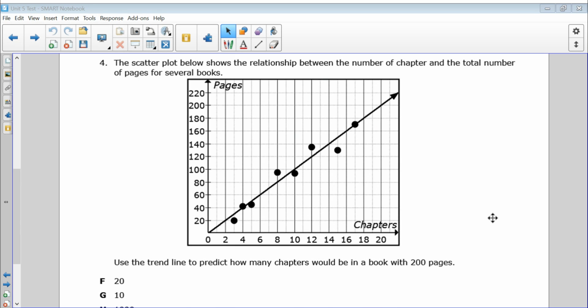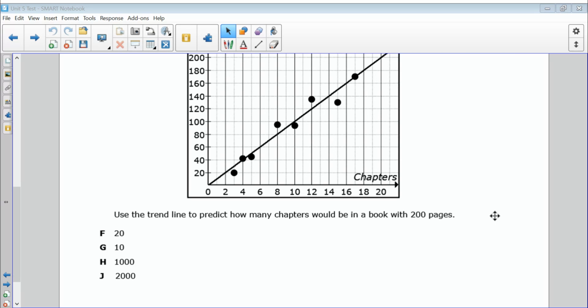Question 4. The scatter plot below shows the relationship between the number of chapters and the total number of pages for several books. Use the trend line to predict how many chapters would be in a book with 200 pages. F. 20. G. 10. H. 1000. J. 2000.